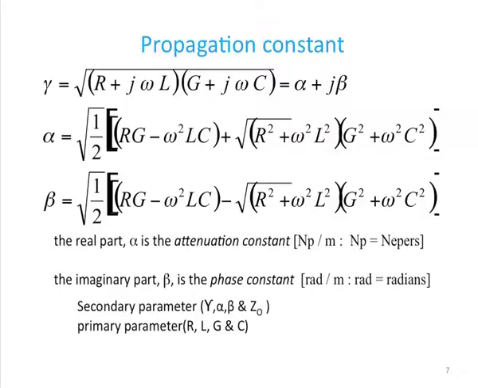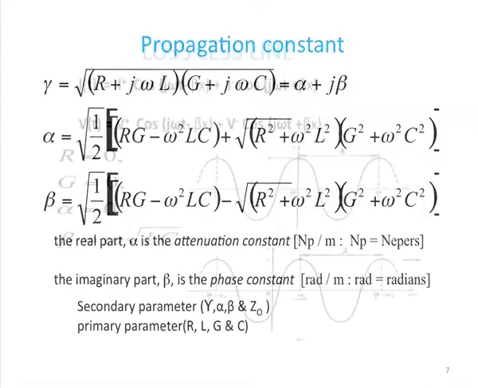So, there are a total of 4 primary constants, R, L, G, C of the line, and the secondary constants, in terms of which we measure the performance of the line: gamma, alpha, beta and Z0. Z0 is the characteristic impedance, and we will define it in the next slides.